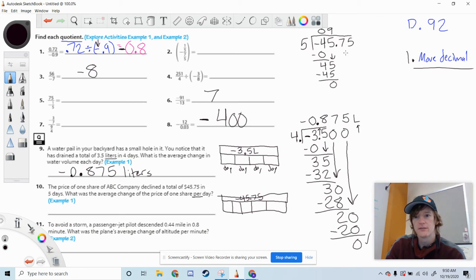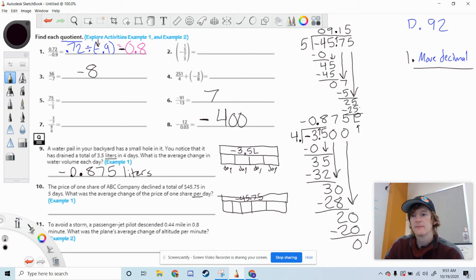Subtract 0, bring down a 7. 5 times 1... And I noticed that I didn't bring this decimal up, so I'm going to do that right now. 5 times 1 is 5. Subtract. I get 2. Bring down my last 5, and this is going to come out even. 5 times 5 is 25.